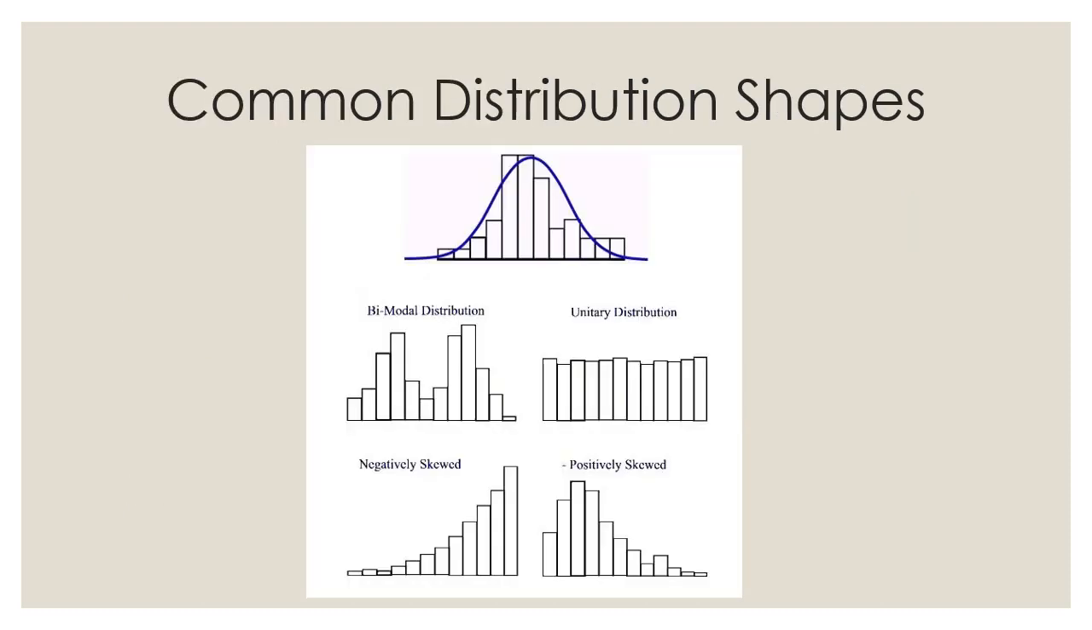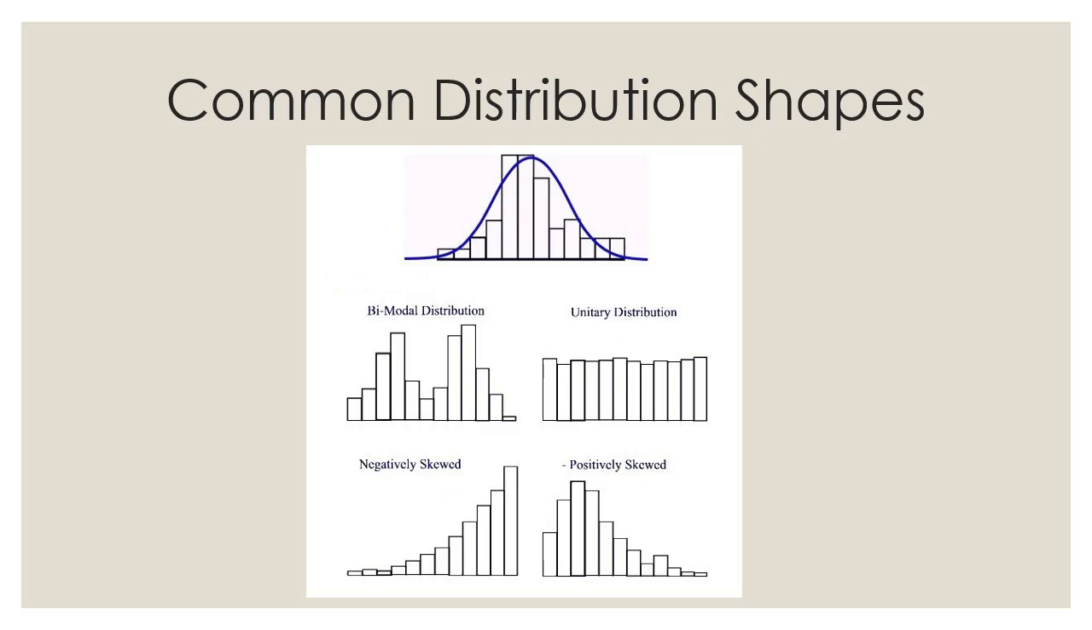and I'm sure you're familiar with histograms. So here I'm showing you some common distribution shapes. The top one is what we call a normal distribution. And then you have some other types of distributions. You have a bimodal distribution, a unitary distribution, a negatively skewed, or a positively skewed distribution.